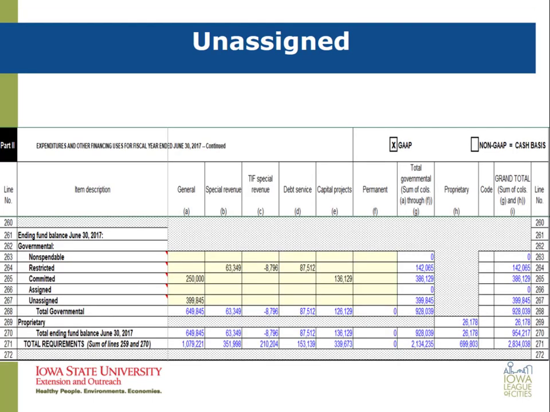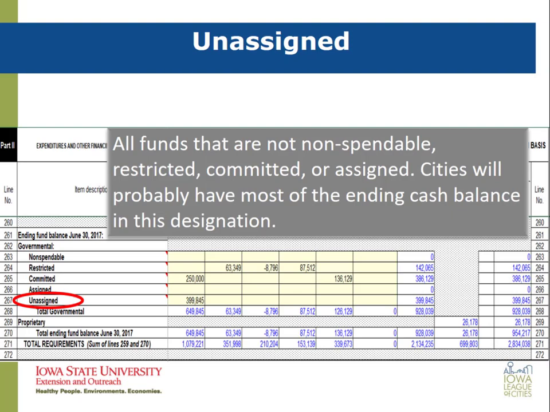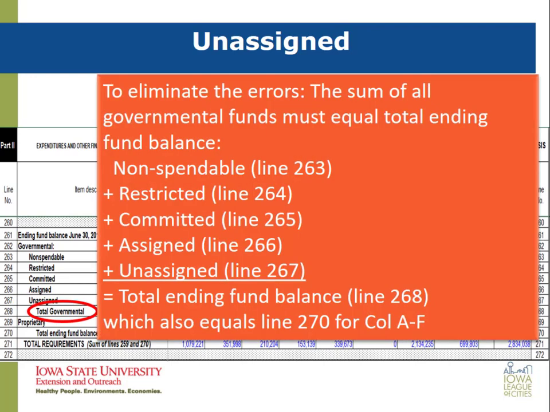Now we come to the unassigned category. This covers all funds that are not non-spendable, restricted, committed, or assigned. You will likely have the biggest ending cash balance in this designation. To eliminate your errors, the sum of all governmental funds must equal total ending fund balance. Non-spendable plus restricted plus committed plus assigned plus unassigned need to equal the total ending fund balance. This will also be equal to line 270 for columns A through F.